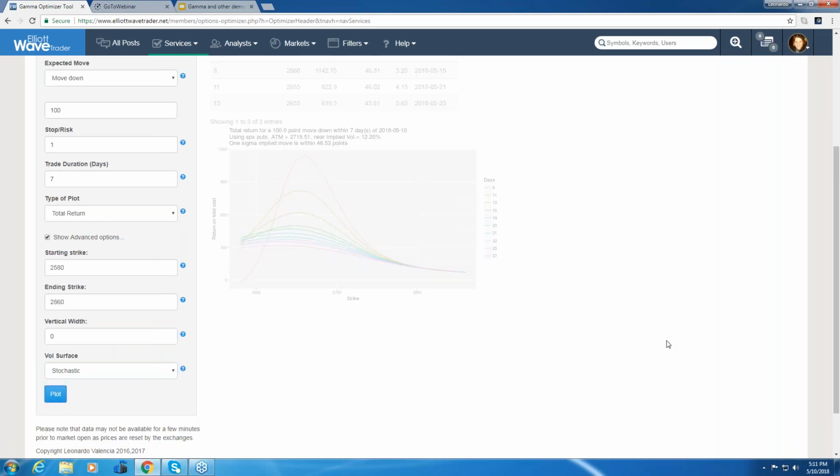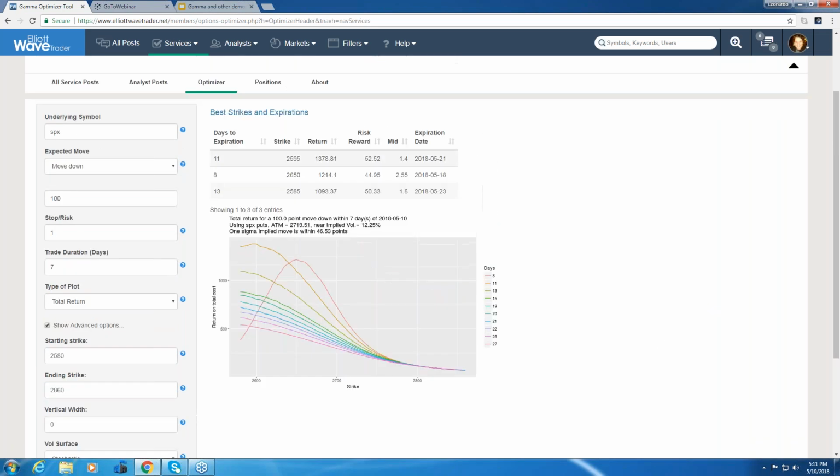Let's imagine that we have some stochastic simulation, and it does indeed change the type of option being used for this. Notice that now it is something May 21st that is delivering the most profit, and it's a different strike, and it has a slightly higher return. And this is including the more accurate effects of implied volatility increases if a 100 points move down happens within 7 days. So this is what the gamma optimizer is, and I hope it is useful to you folks.